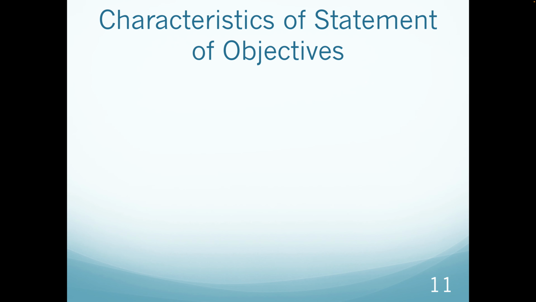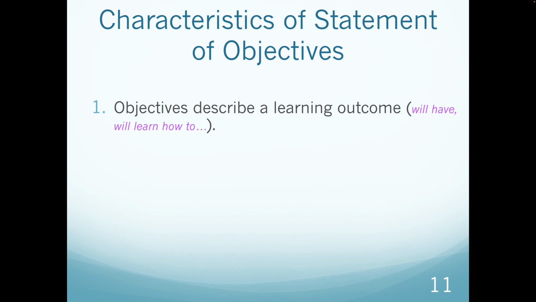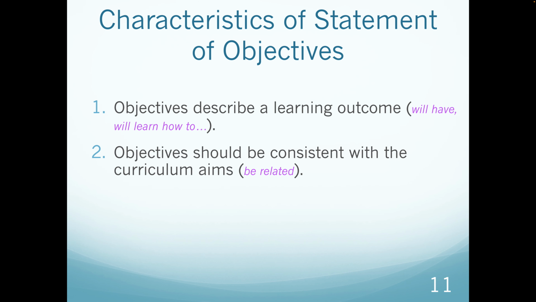Now, the characteristics of statements of objectives, it's a follow-up. Objectives describe a learning outcome. It's usually stated in the form of the following sentences: the student will have, or the student will learn how to. Okay, it's an outcome. Objectives should be consistent with the curriculum aims. I think we have stated this a little bit earlier. They have to be related, they have to be consistent with the curriculum aims.